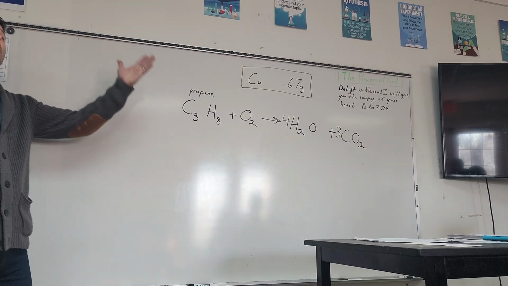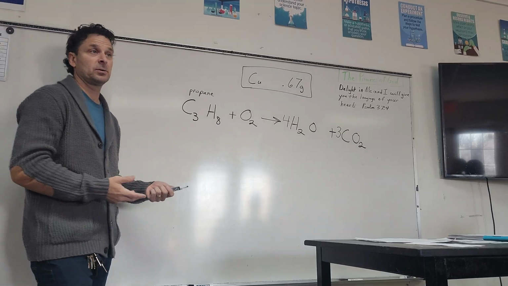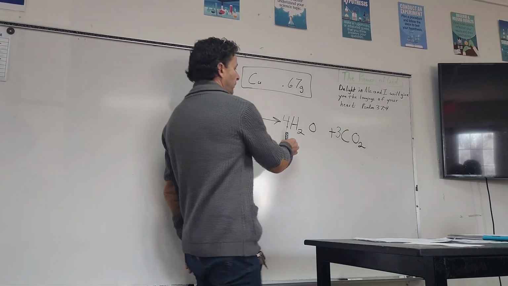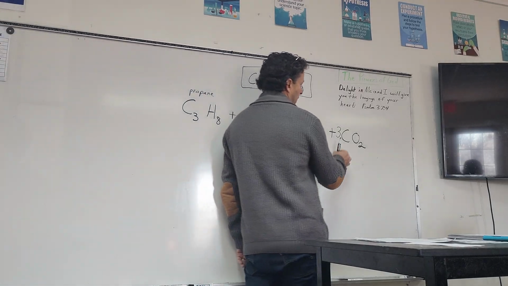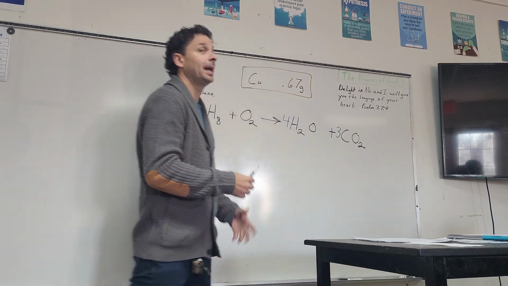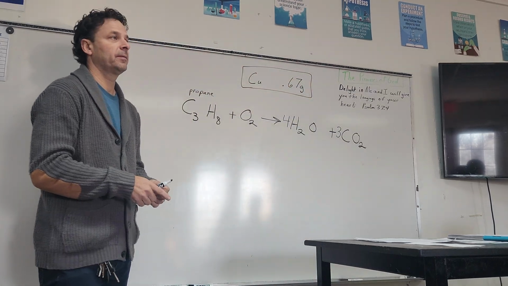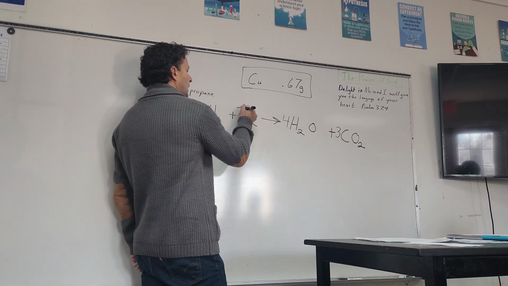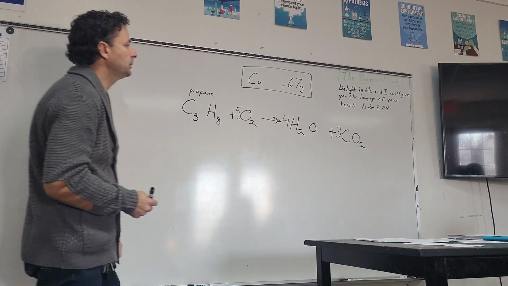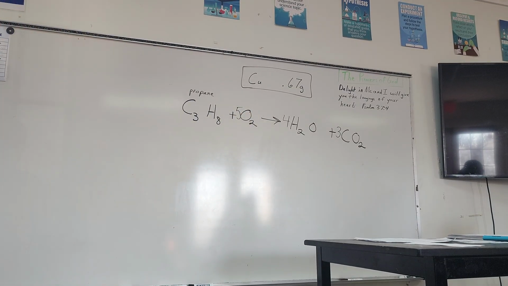And now I can add up all of those oxygens. It will be a factor of 2, and all will be well. 4 times 1 is 4. 3 times 2 is 6. 4 and 6 is 10. What do I put in front of oxygen? A 5 coefficient will do the trick. That is the combustion of propane.